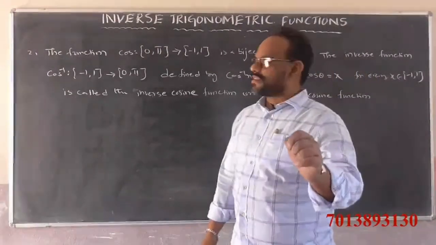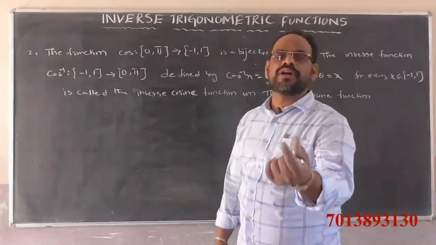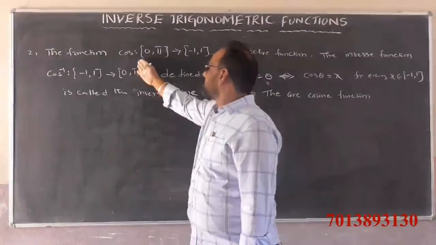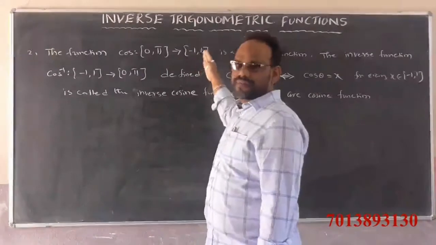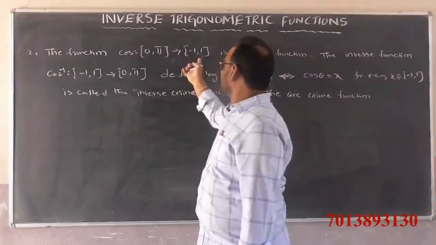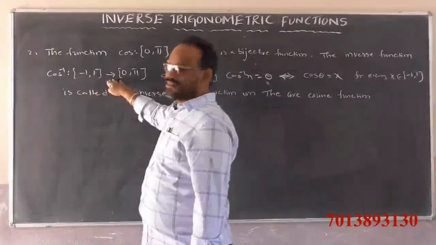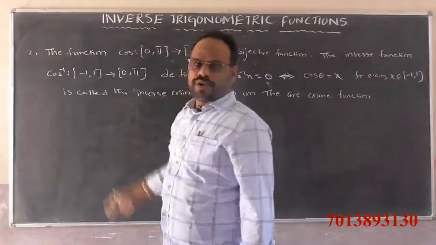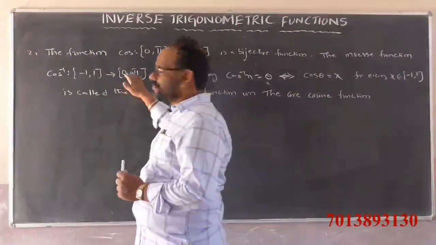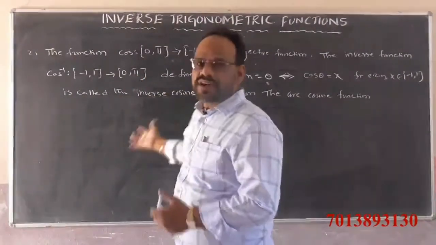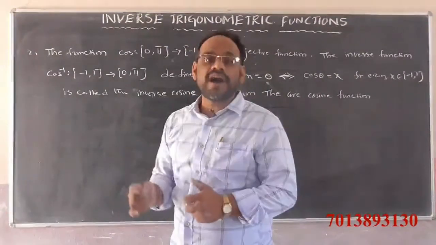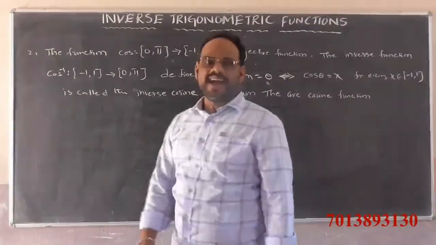That is, the cos function is not a bijective function. If you reduce the domain, then the cos function is a bijective function. Then cos from 0 to pi to the closed interval minus 1 to plus 1 is bijective. Then cos inverse is from minus 1 to plus 1 to the closed interval 0 to pi. That means if x belongs to minus 1 to plus 1, there exists a unique value of theta which lies between 0 and pi. This type of function is called the inverse cosine function, or the arc cosine function.